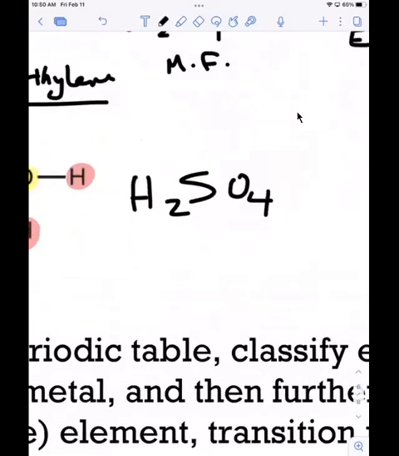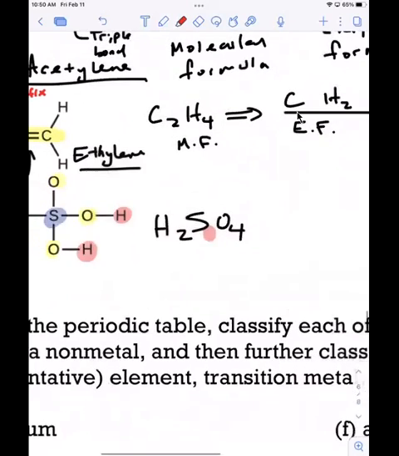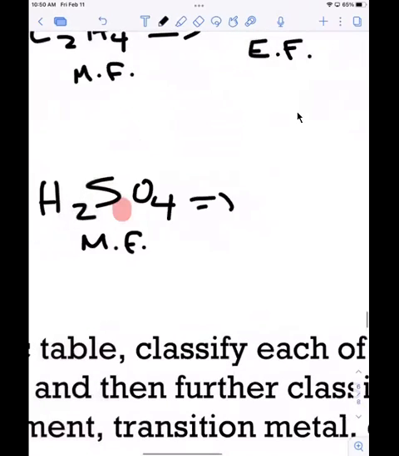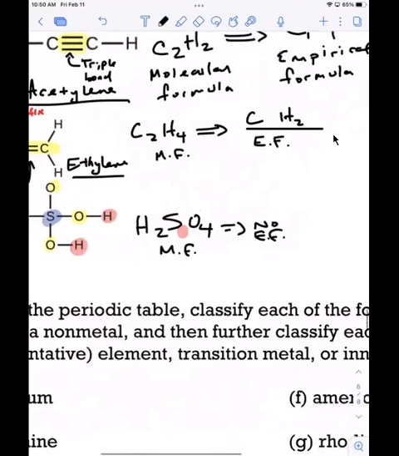Since this is already 1, understood to be 1, there's nothing we can do with this to take it down to its empirical formula, because then we'll have fractions, and we don't have fractions as subscripts. It's always a whole number. So the molecular formula is here. There's no empirical formula because we don't want fractions.